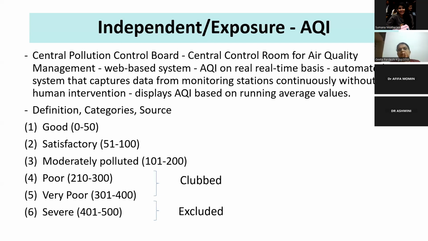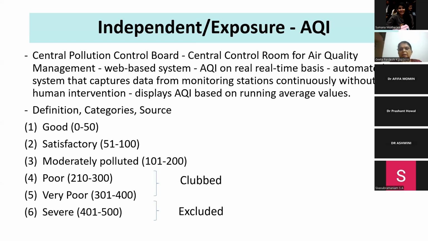So I told you about the independent exposure variable. Now, you have to read in detail about the air quality index and the categories. This is also a web-based system where all the recording is done on a real-time basis. It's an automated system and there is no human intervention. And the details of the AQI, how the data for the air quality indicator is collected, are mentioned in a booklet which is published by CPCB.